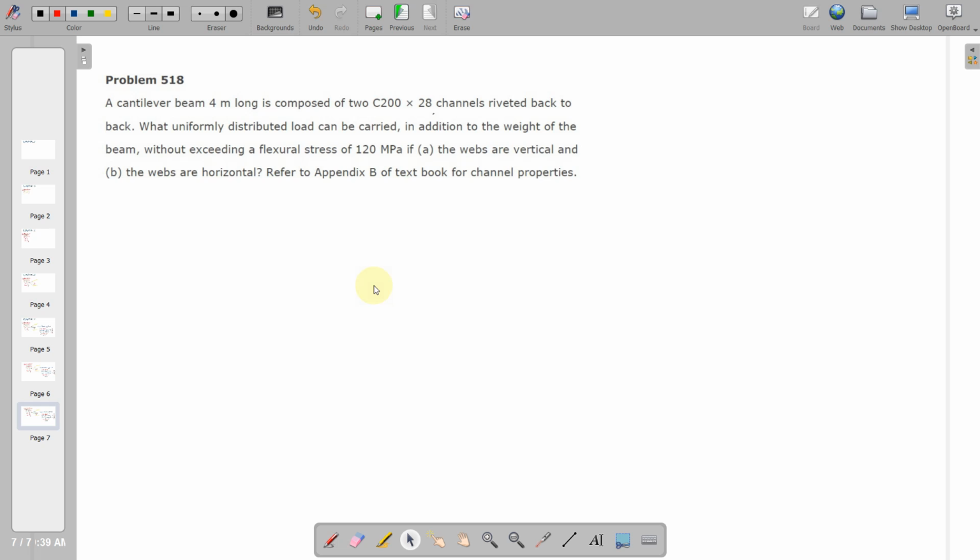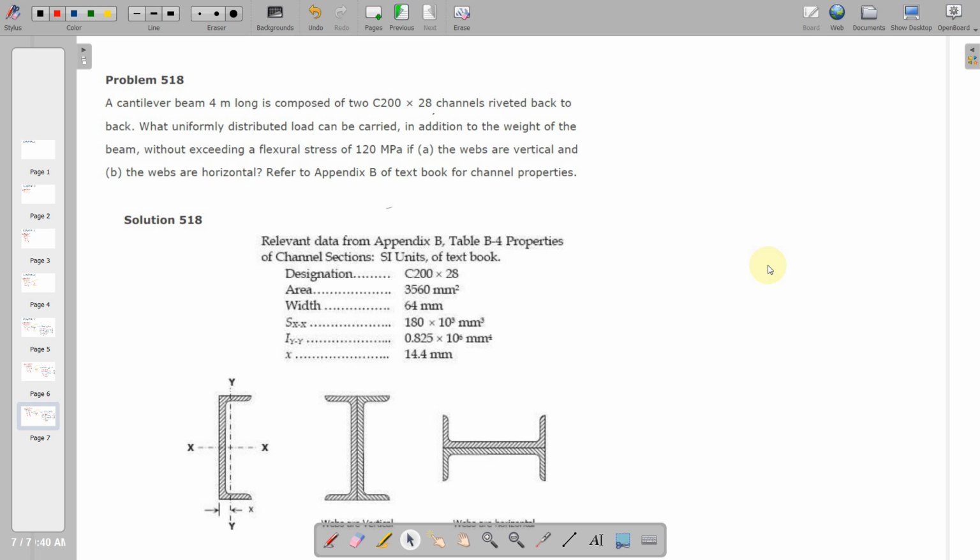Okay, so let us consider this problem. A cantilever beam, 4 meters long, is composed of two C200 by 28 channels riveted back to back. What uniform distributed load can be carried in addition to the weight of the beam without exceeding a flexural stress of 120 megapascal? If A, the webs are vertical, and if B, the webs are horizontal. So we refer to Appendix B of the textbook for channel properties. Okay, from that appendix, we obtain this data here.